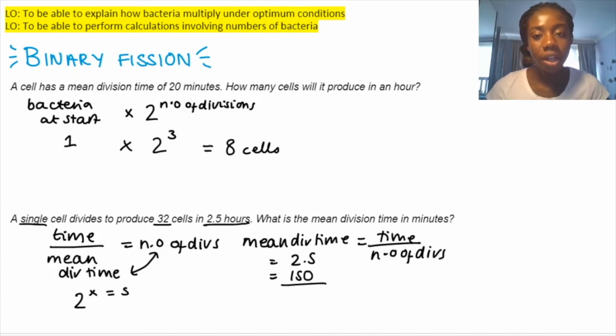So if we sort that back into our equation, we've got 150 over 5 divisions, and that's going to give us 30 minutes. So to answer the question, our mean division time in minutes is 30.